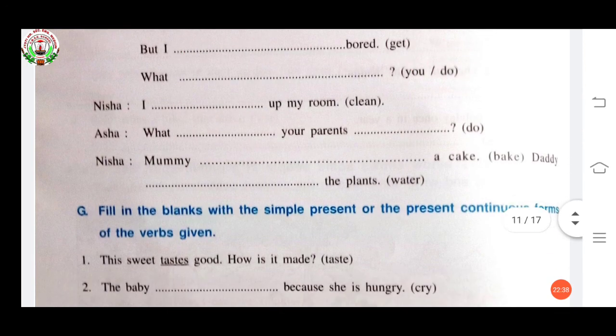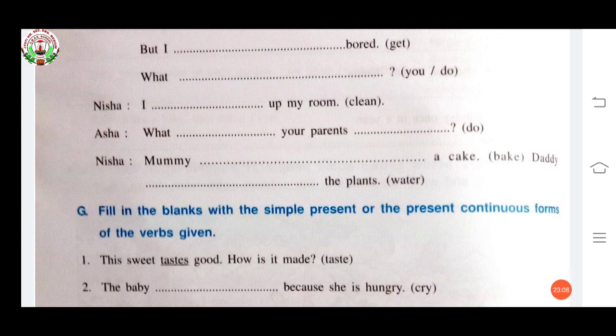Now, what dash you do? You is given, do is given. What are you doing? Do is given, ing is there. Do plus ing becomes doing. What are you doing, Nisha? I am dash up my room. Clean is given. So I am cleaning up my room.